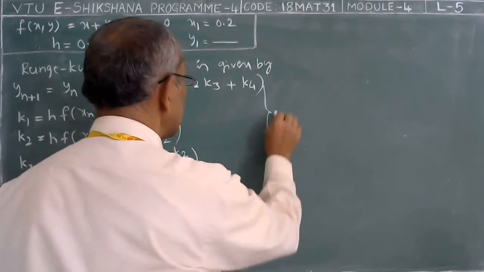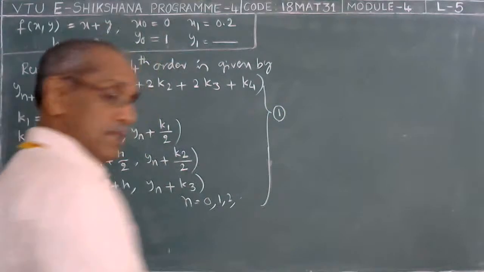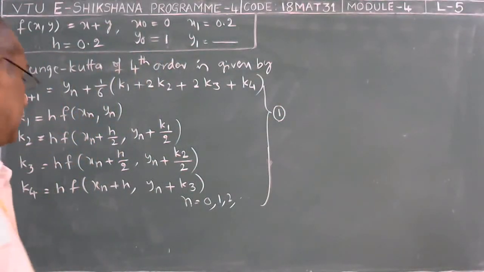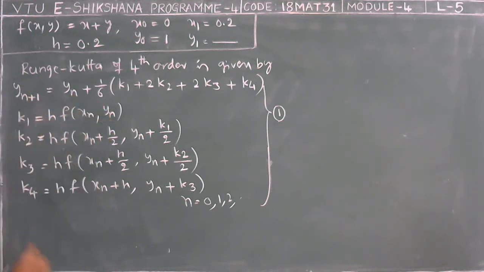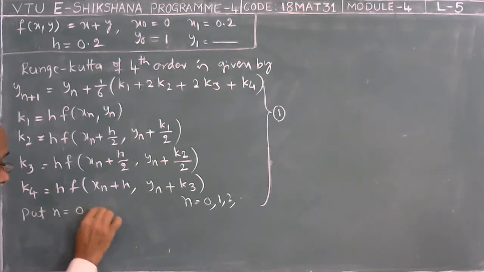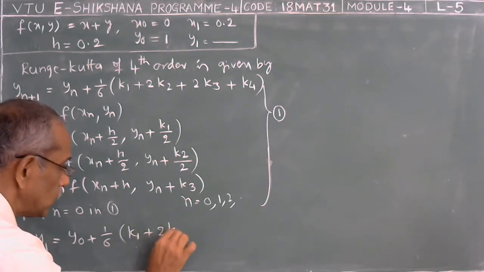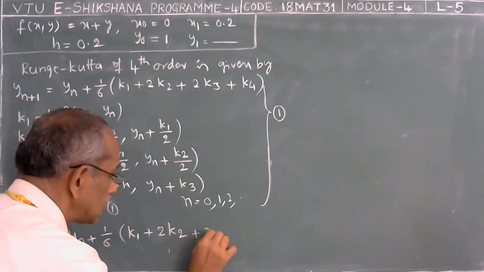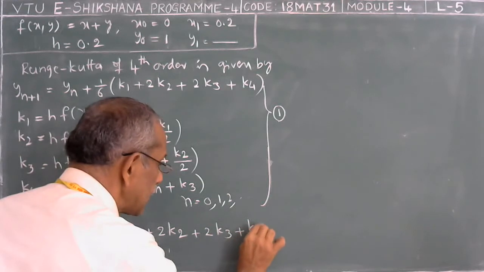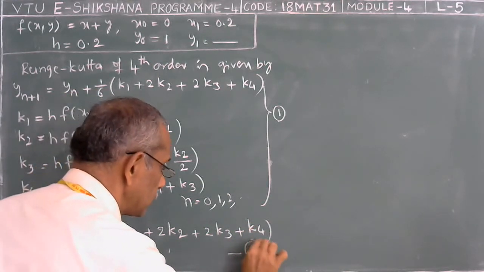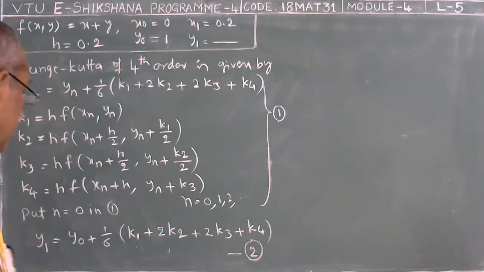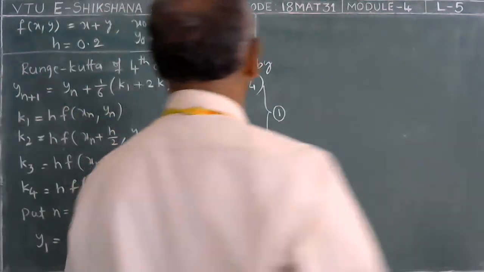Let me call this entire set of formula equations as equation 1. Now to get y1 I have to put n equal to 0 in 1. So I get y1 is equal to y0 plus 1 by 6 times k1 plus 2 k2 plus 2 k3 plus k4. Call this equation 2. We shall substitute for n equal to 0 the values of k1, k2, k3, k4 in 2 and obtain the value of y1. So how do we do this?